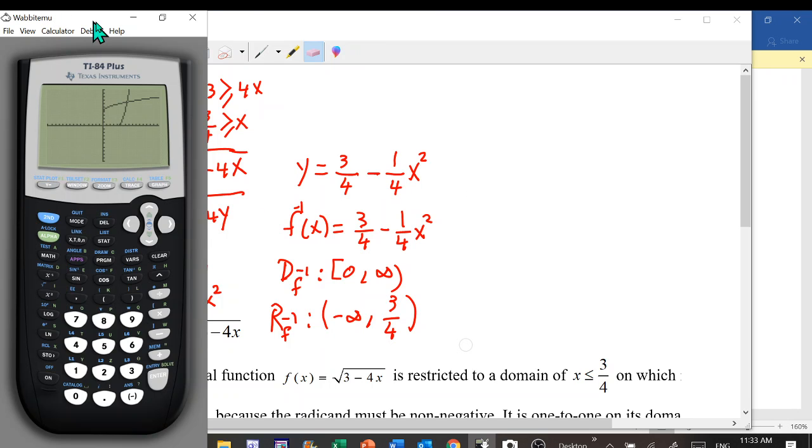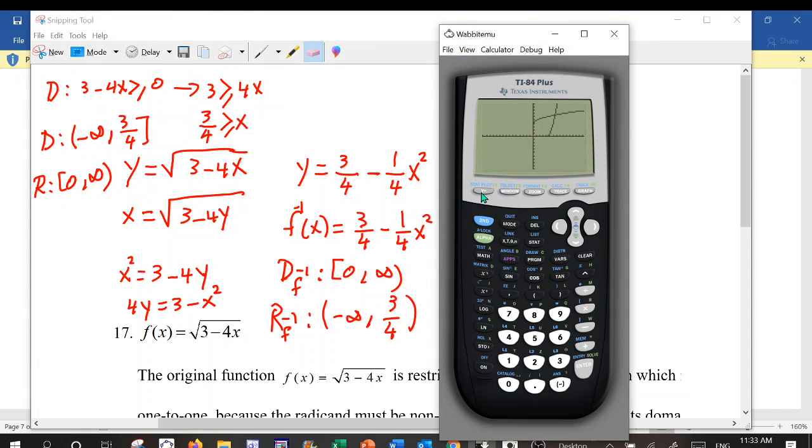We use the same trick. Now, for the radical, we don't really have to do anything with it. We just want to put it in there. So let me erase that and put the square root of what? 3 minus 4x, right? But for the inverse, we want to divide it by what?